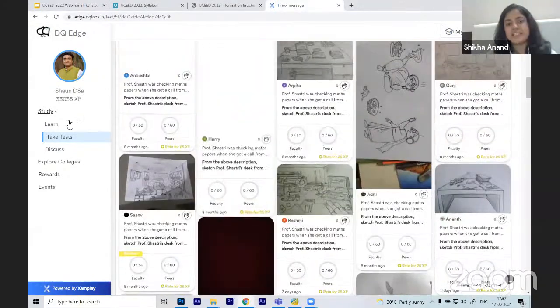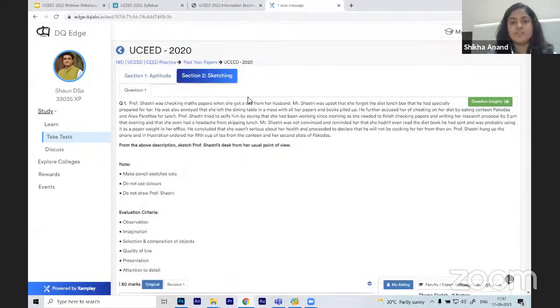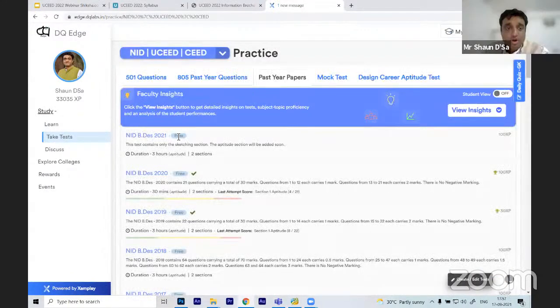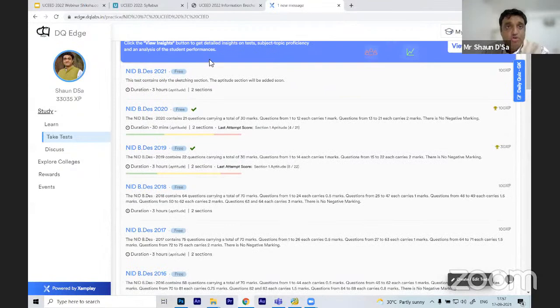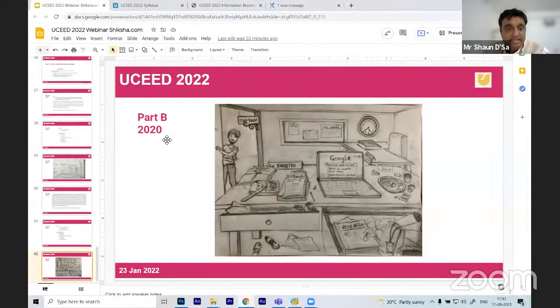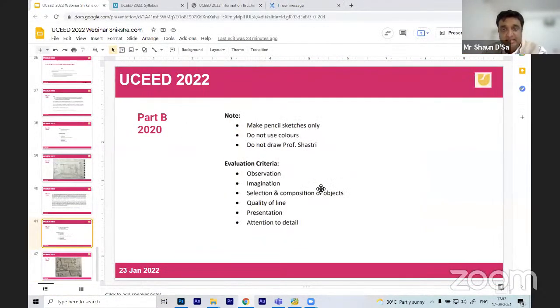An anonymous attendee asked, are we supposed to color the drawing in Part B? No, they have clearly told you, do not color the drawing. Say, for example, in 2020 you'll get this note on my screen: make a pencil sketch only. They've said do not use colors. If you use colors, you're just going to waste your time.